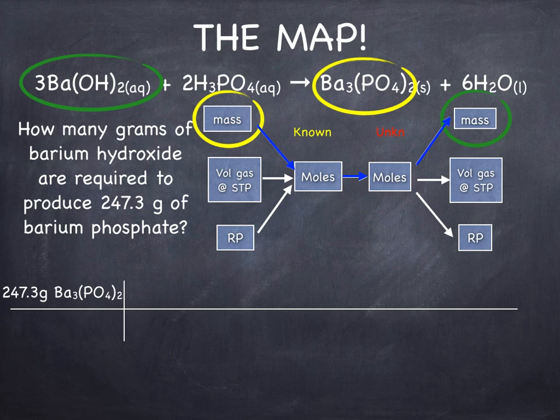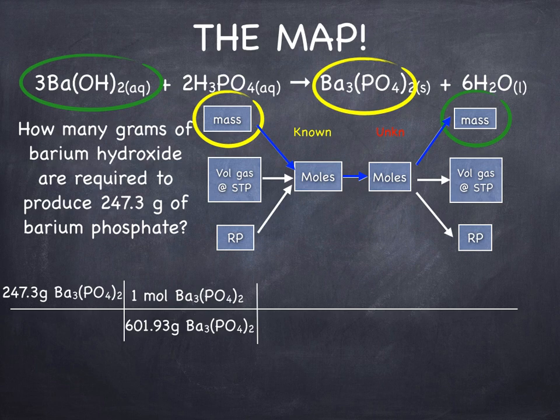All right, if you have your molar masses, then our first step is to go from mass of known to moles of known. And so you'll have 1 mole equal to the molar mass, and you need to think about whether or not that 1 mole goes on top or on the bottom. Of course, we need grams to go on the bottom, 601.93 grams of barium phosphate, 1 mole on the top. That gets us to moles of known.